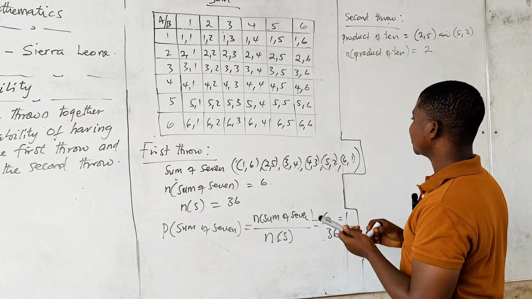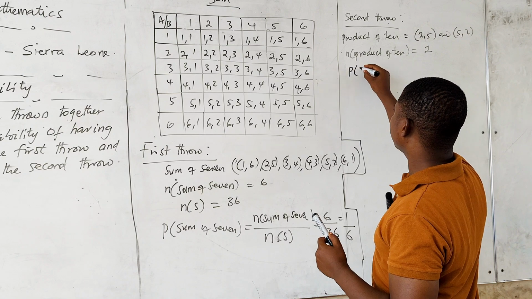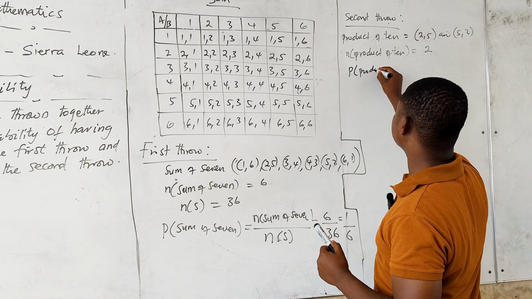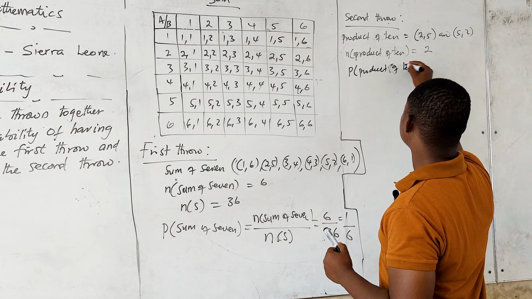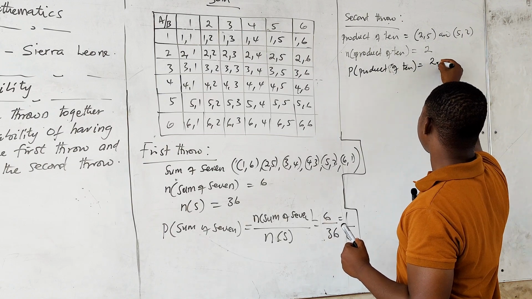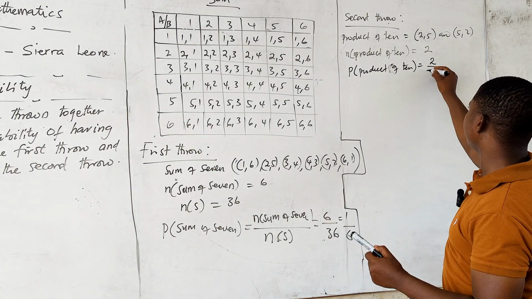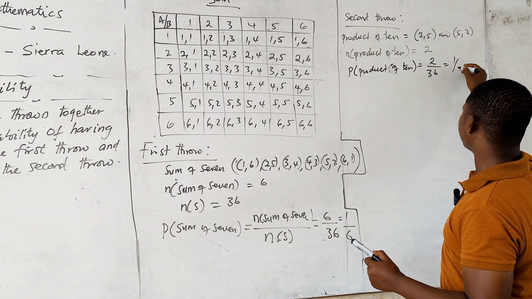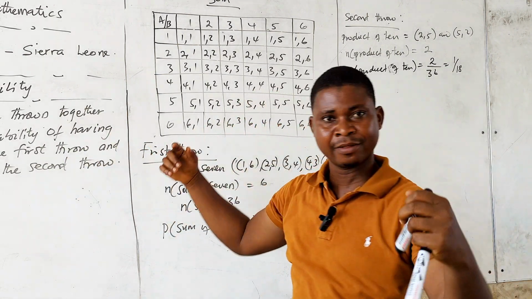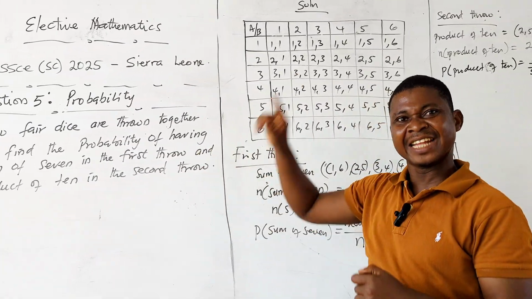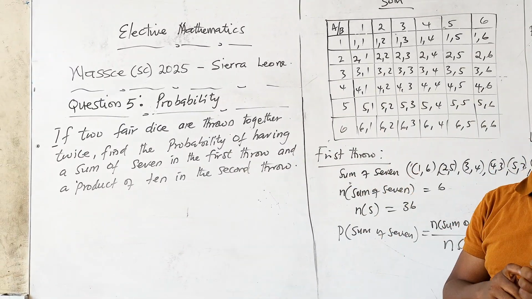So the probability of a product of 10 will give us 2 out of the sample space, which is 36, and this is 1 out of 18. But from the question, it says we should find the probability of having the sum of this and that. So it's talking about intersection.